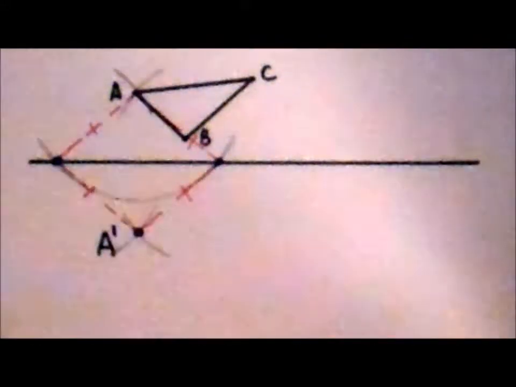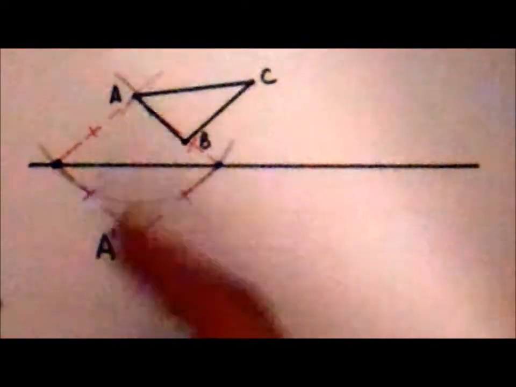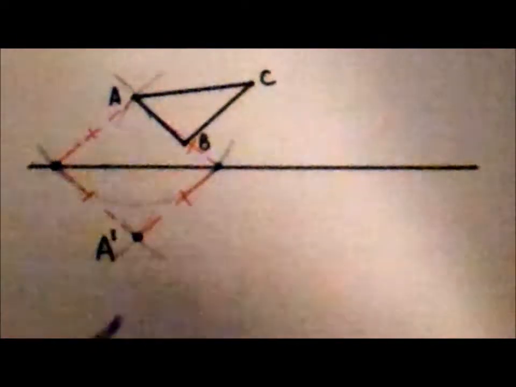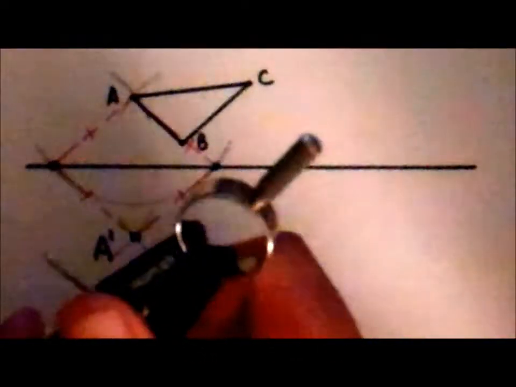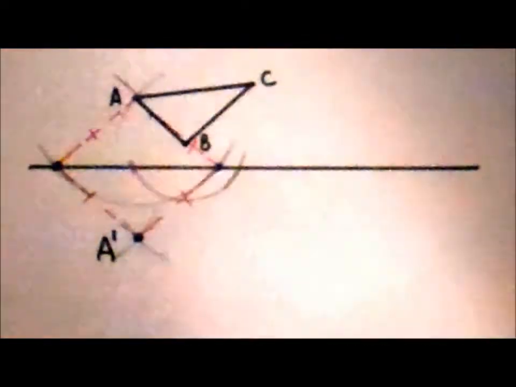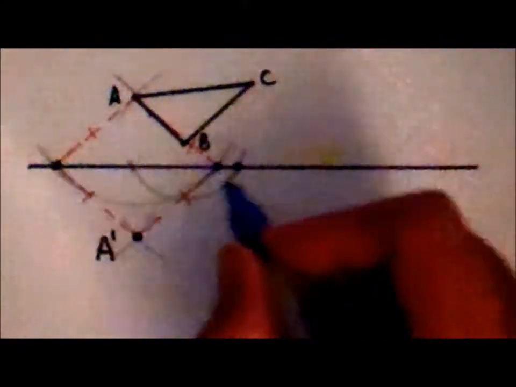Now I'm going to follow the exact same steps as I did with point A to reflect point B across that line. So once again, adjust your compass, place it right on point B, and draw a semicircle intersecting the line of reflection at two points. Once again, I'm going to highlight our points in blue.